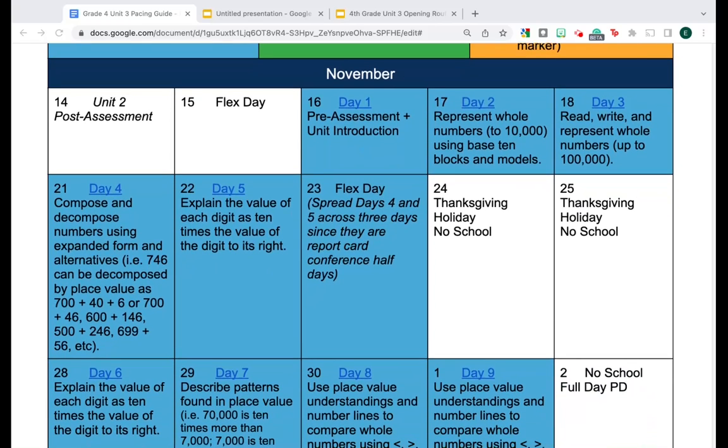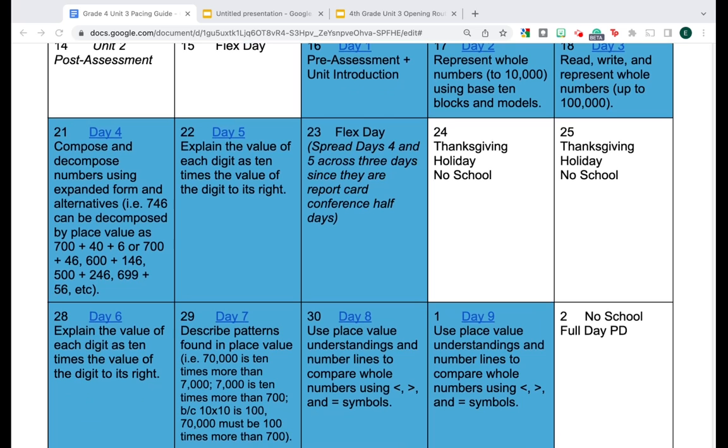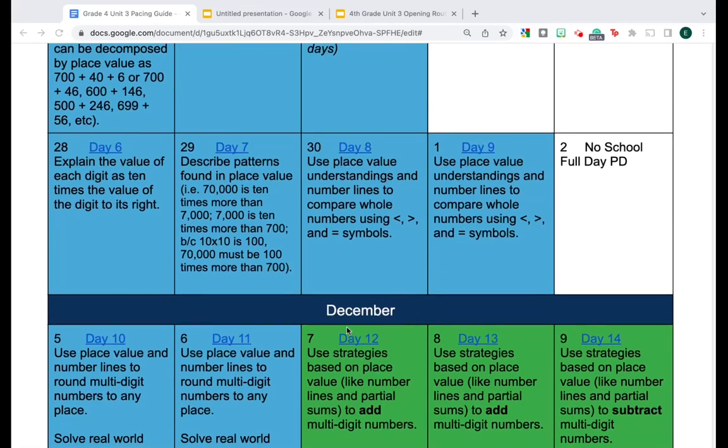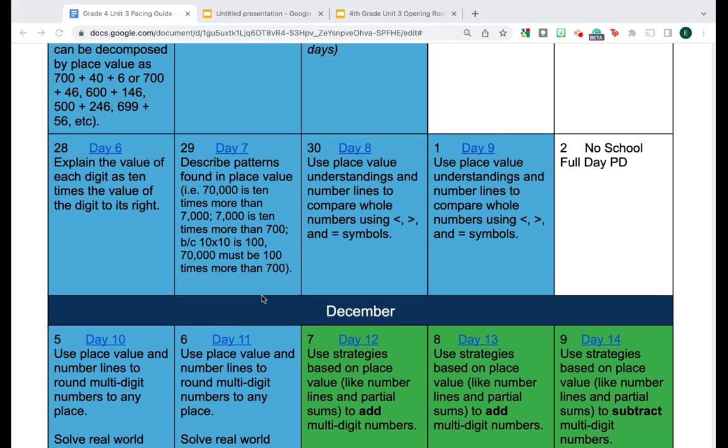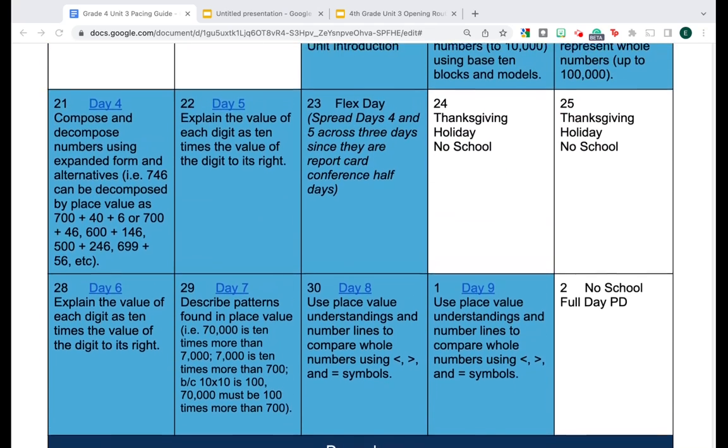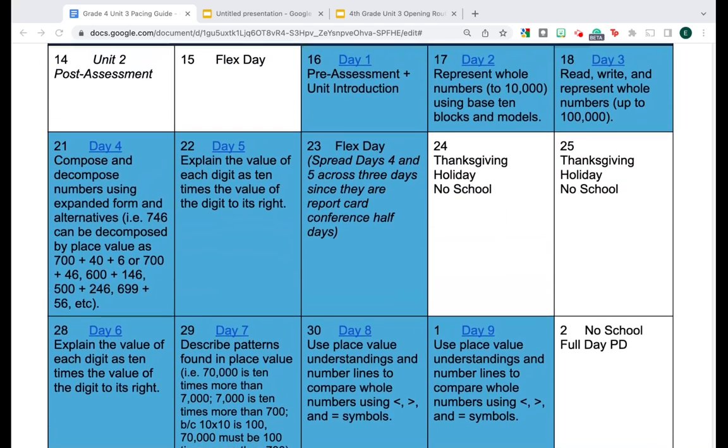Unit 3 starts in mid November. It's kind of awkward because we're spreading it out with report card conferences and with the holiday. But basically, you are spending the rest of November and the very beginning of December focusing on place value. Keep in mind, place value means a lot more than just naming places, it's understanding how places are related.